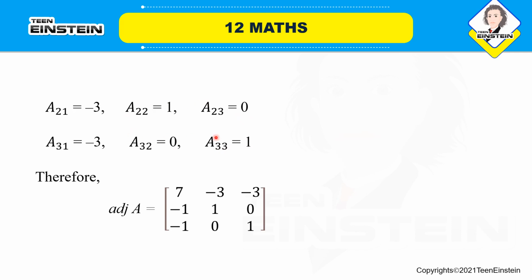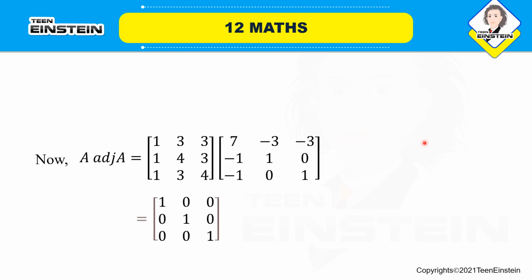Already we have discussed this, how to find cofactors, right? So I am writing it directly here. Therefore, adjoint A is the transpose of the cofactor matrix. So the first column is 7 -1 -1. The second column is -3 1 0, and the third column is -3 0 1. This is the adjoint matrix.